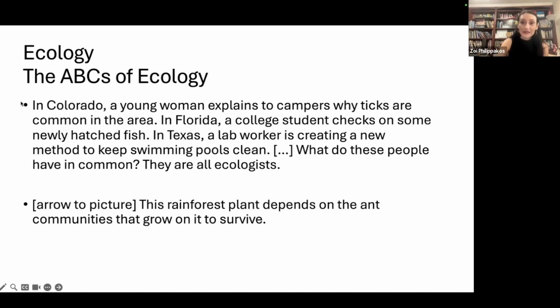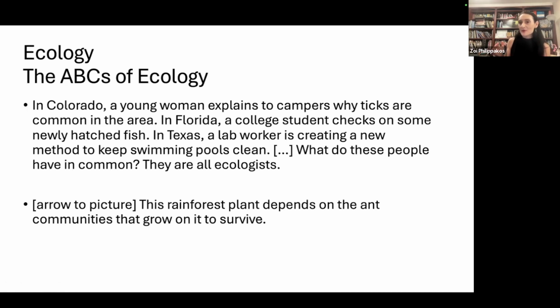Ready? Begin. In Colorado, a young woman explains to campers why ticks are common in the area. In Florida, a college student checks on some newly hatched fish.